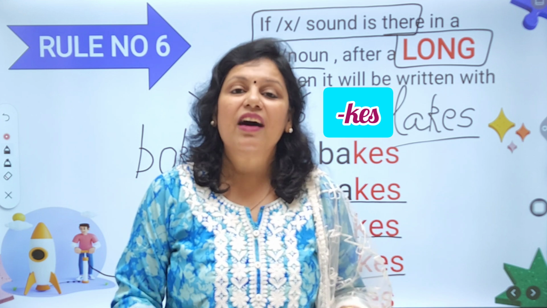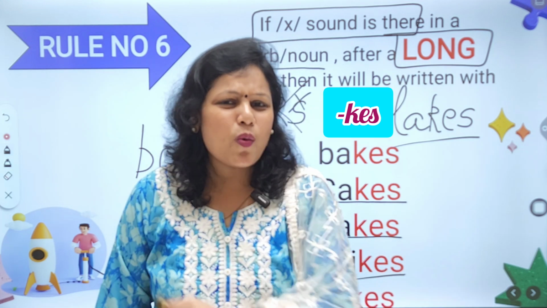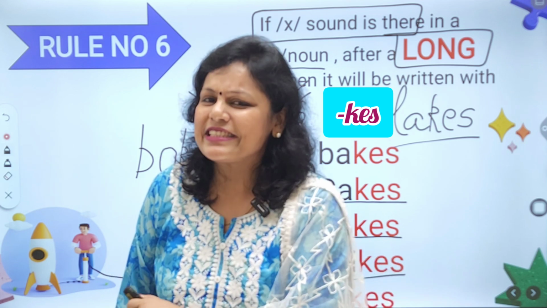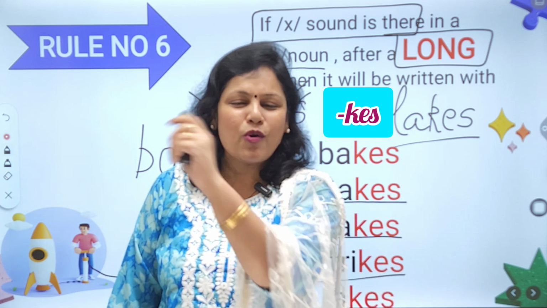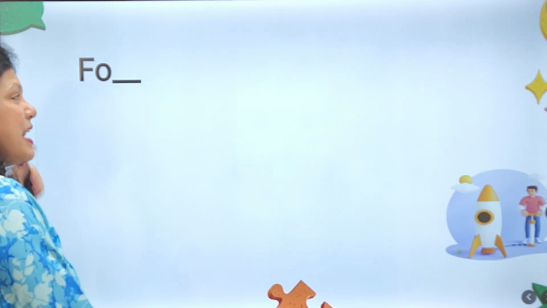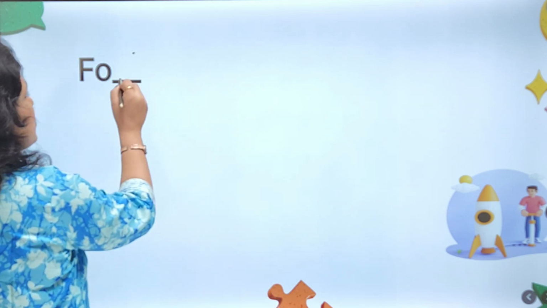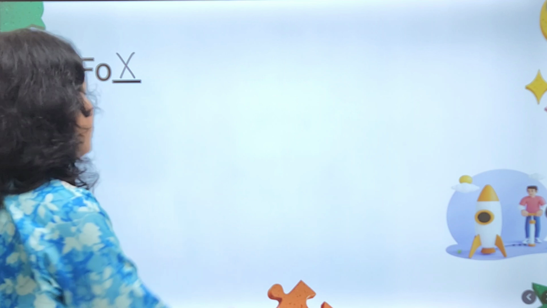So these are the 6 rules in which you get the sound. So do you want to practice more with me? Let us see a few words and let us check whether you give me the correct answer or not. Let us see the words here. Number 1, fox. Now what is this fox? It's a singular noun. That is why X will come here.